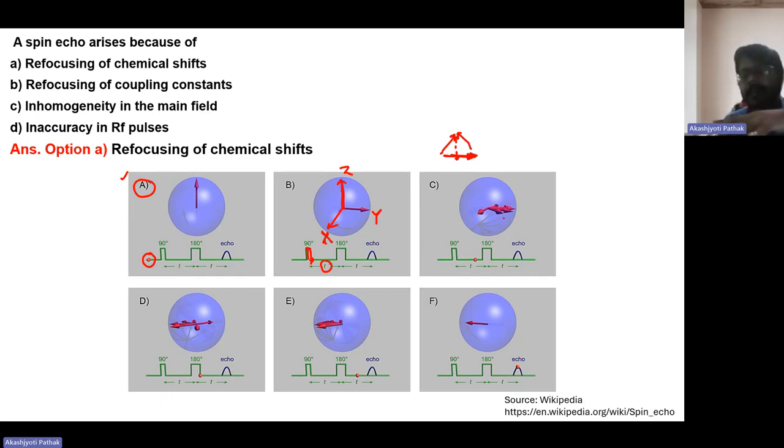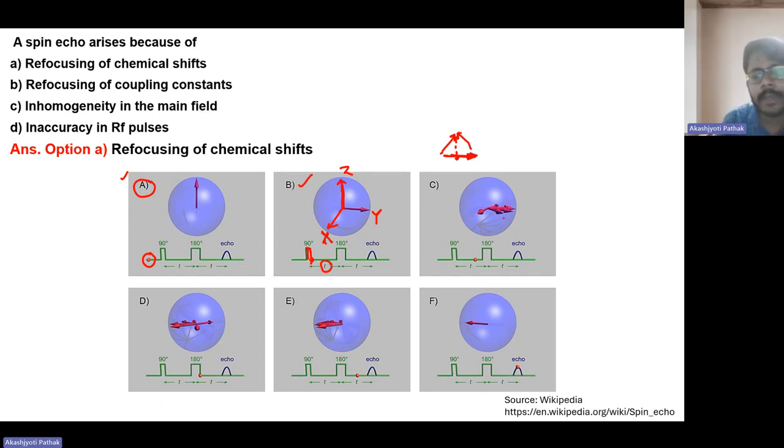So they will start to dephase. And now I'm applying a 180-degree pulse. From plus y, it will get shifted to minus y, going this way. This has shifted from plus y to minus y when I applied this 180-degree pulse. So you have understood figure A, right? Figure B is also clear.